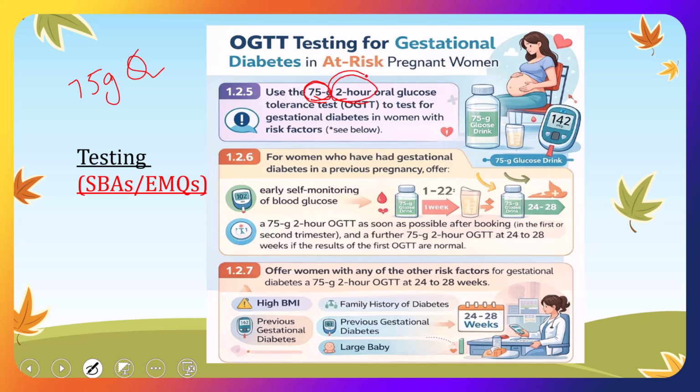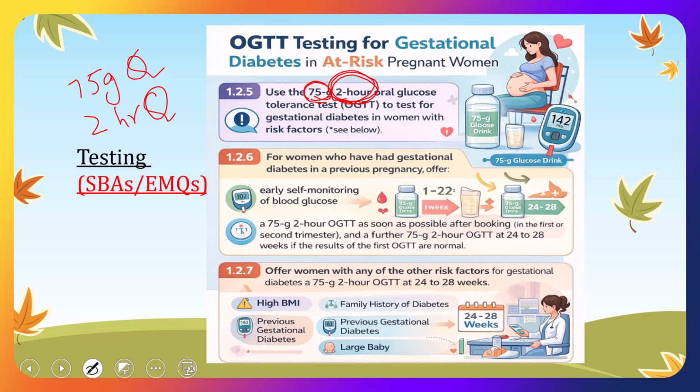Next, the important thing in which students and doctors sometimes get confused is what is the timing, whether it is fasting, 1 hour or 2 hour. So for OGTT, it is 2 hour. So please remember this point as well, that it is 75 gram 2-hour oral glucose tolerance test. Now, how is the test done?